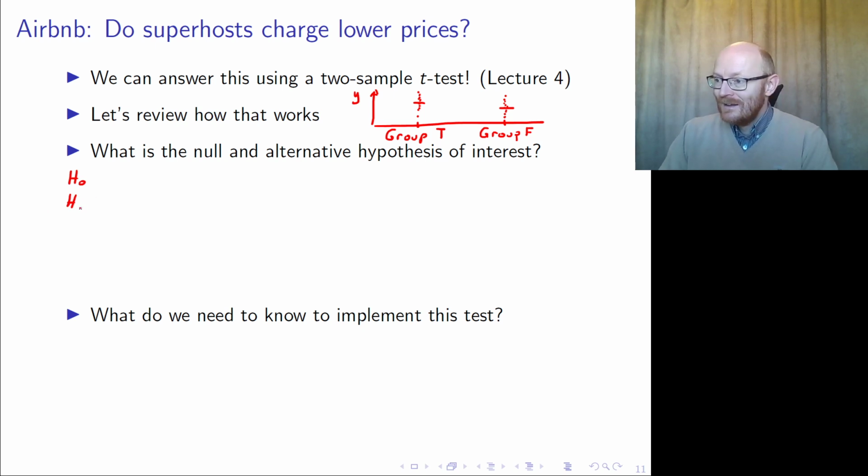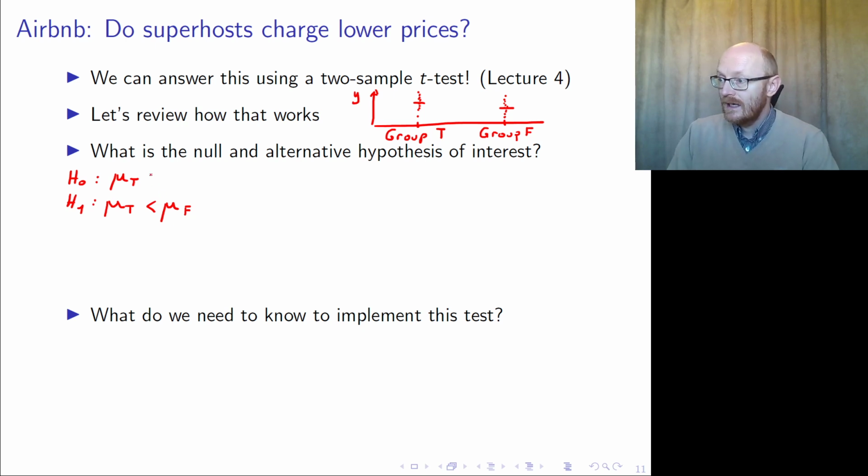Okay, and of course, I like to formulate the alternative hypothesis first, because that's what we are interested in. So what we are interested in here is to check whether the average listing price, the population average listing price for the superhosts, is lower than the average listing price, the population average listing price, of the non-superhosts.